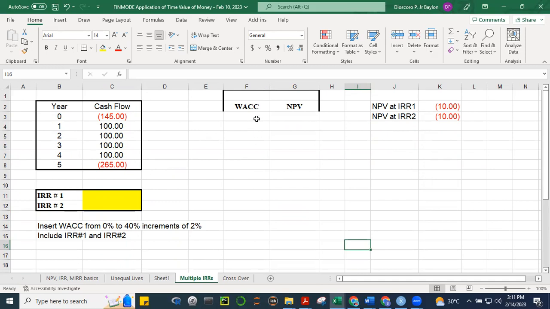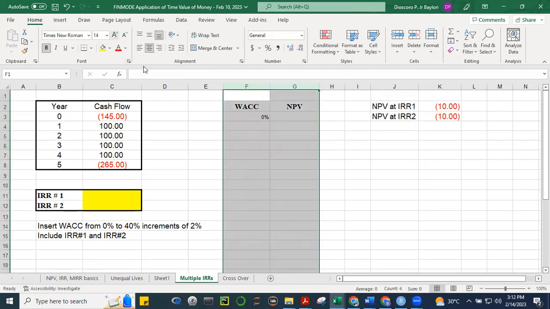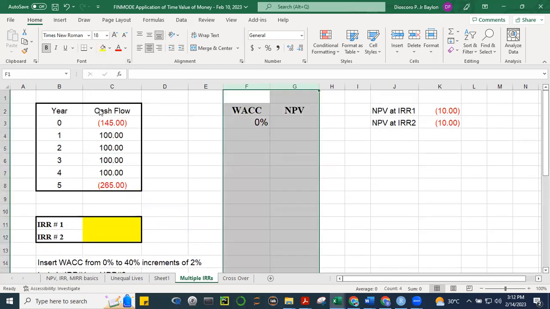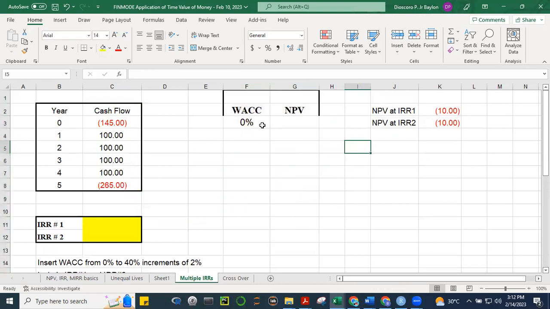Okay, so here let's have different weighted average costs of capital from 0% to 40% in increments of 2. Let's see, 0% here. Let me just format the cells here. Let me make it 16 or 18. Okay, here 0%. Then if you recall, class, under Home we can create this series.